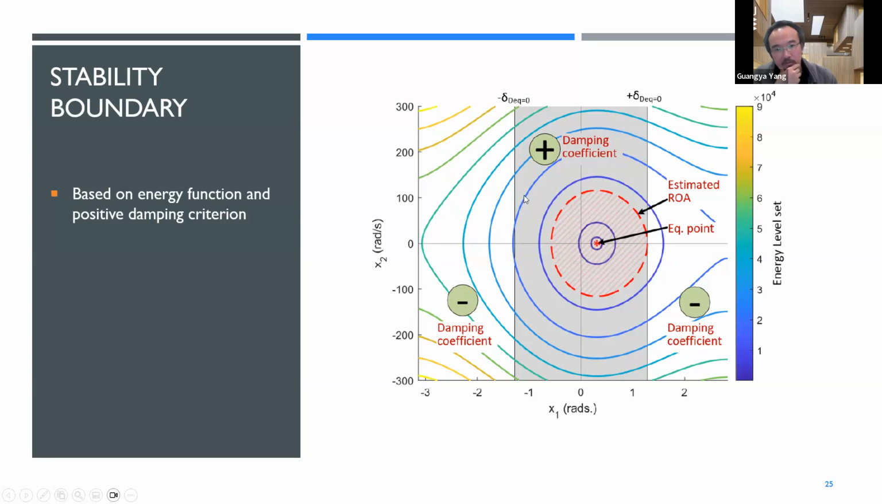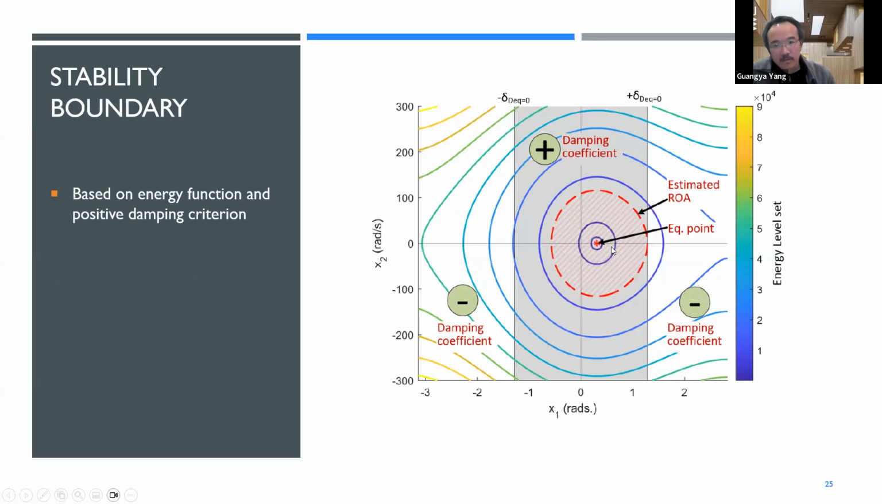This is just an example: if you use this condition for the damping, you get this boundary here. These are the energy level sets that you develop based on the energy function, where on the same curve you have the same energy level. If you have positive damping and start from here, the system energy will be dissipated to 0 over time. Based on this region defined by the delta, this is probably the most conservative region of attraction that we can determine for this autonomous system.